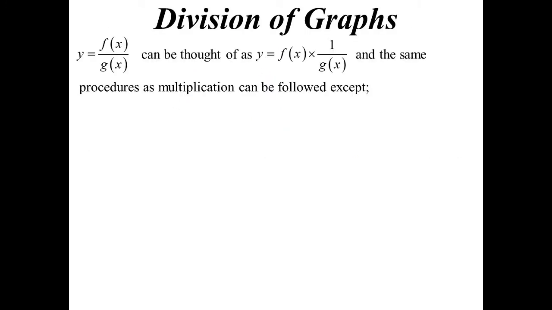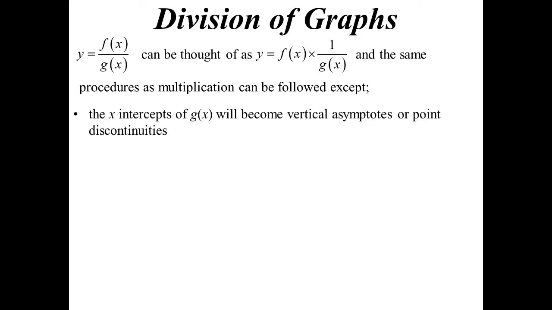We did addition, we did subtraction, we did multiplication. Let's complete the set. And we'll do division. Division really is multiplication. You're just multiplying by the reciprocal. So a lot of the ideas are the same. But now x-intercepts will become vertical asymptotes for g of x, because we're turning into a reciprocal graph. And when we did those reciprocal graphs, we said x-intercepts become vertical asymptotes.